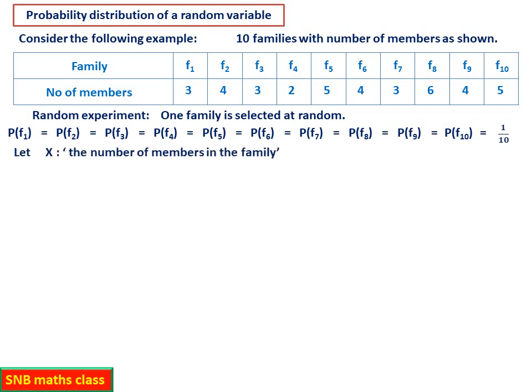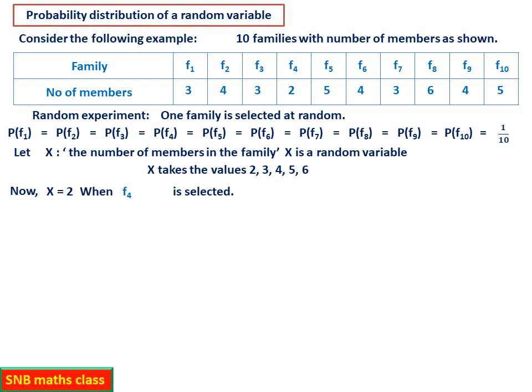Now let x denote the number of members in the family. You should be very clear and try to understand what x is here, a random variable, the number of members. Now x takes what values? You look here, the number of members starts from 2, then 3, 4, 5 and 6. Maximum is 6. Now what is x equal to 2? When x is 2, what is selected is F4. You can see the table, F4 family has only 2 members. So the random variable x equal to 2 is possible only when you select family F4.